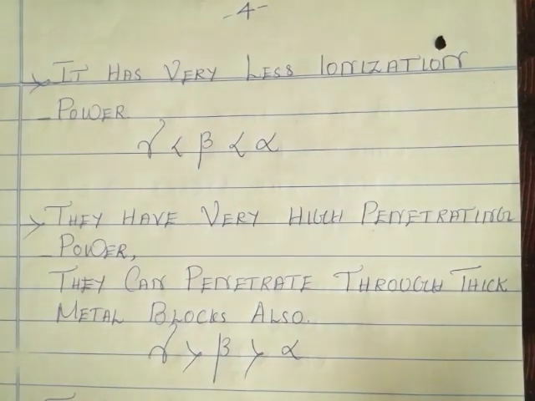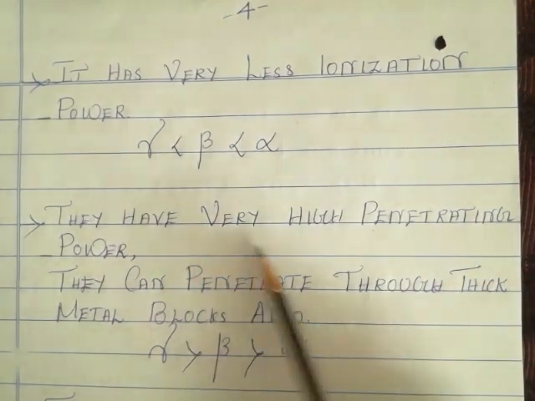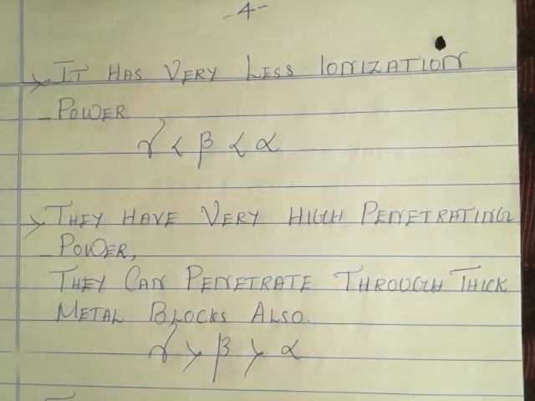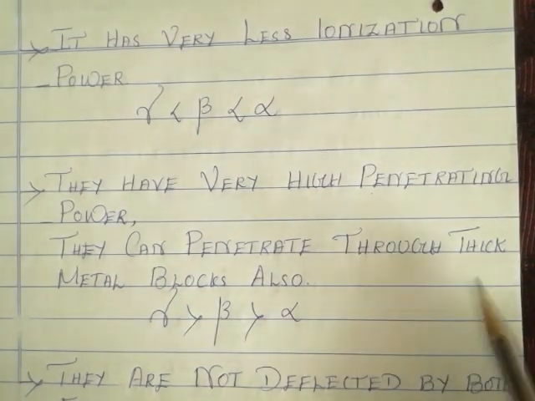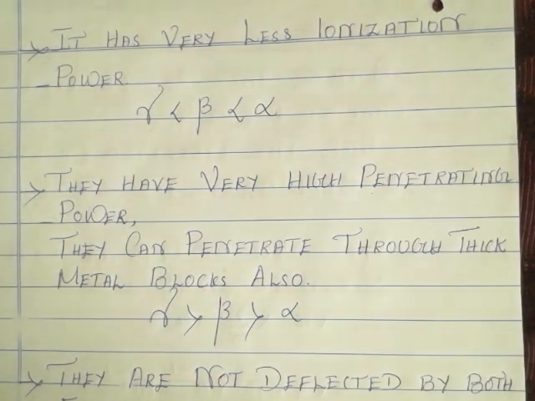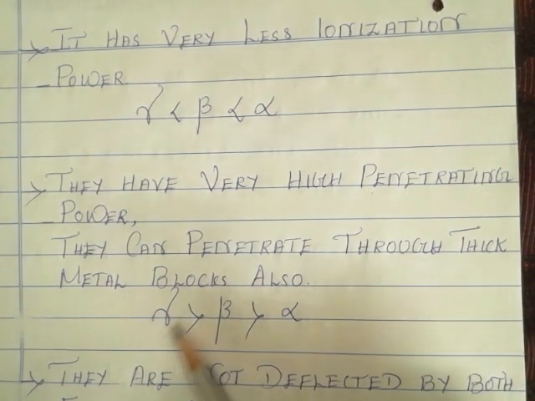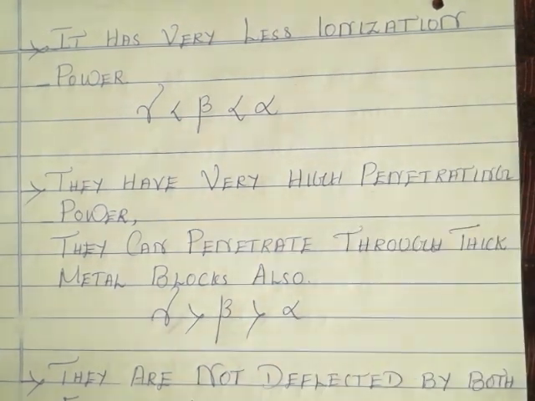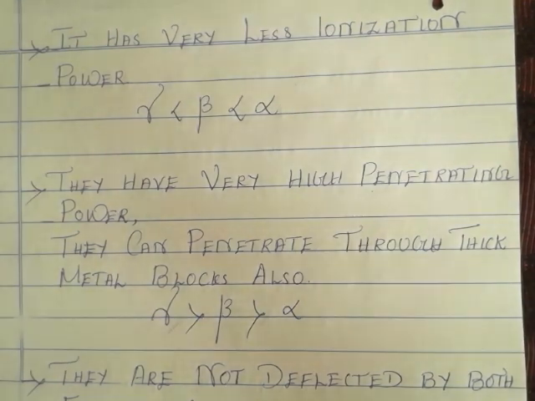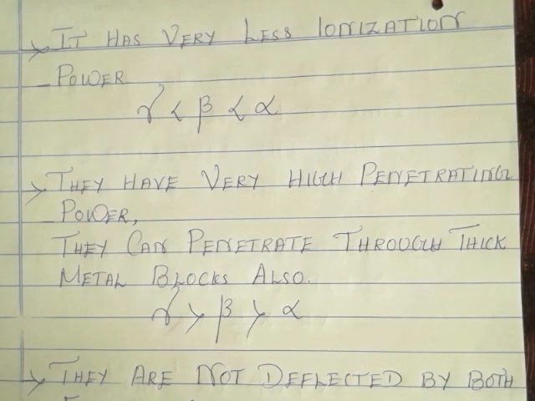And talking about penetrating power, they have very high penetrating power when compared to alpha and beta. They can even penetrate through a thick metal block. That means I have written here gamma is greater than beta is greater than alpha. The ionization power of the gamma radiations is lower when compared to alpha and beta, but the penetrating power of the gamma radiations is very high when compared to alpha and beta.